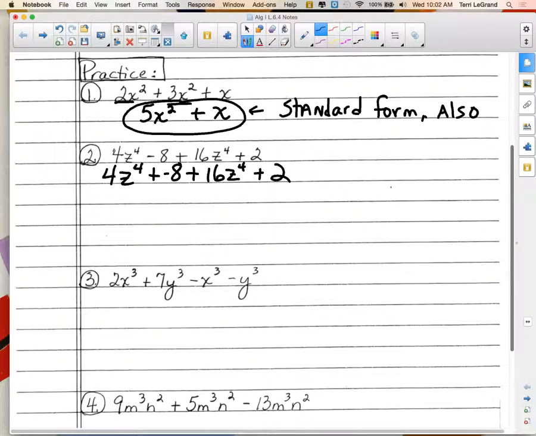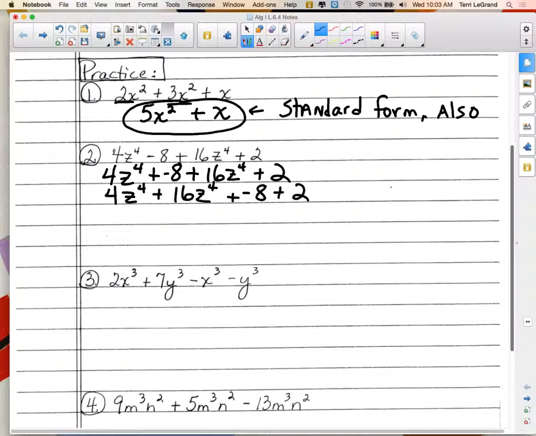Because now, you know what, now we can just rearrange this, group them together, whatever we want, because it's all addition. So now I'm going to say, you know what, that 16z to the 4th can come over here with the 4z to the 4th. And my other two terms are constants. So they both are of the same degree. They're both degree 0, so put them together. And now I can say, what is my simplified, or my sum, of these monomials?